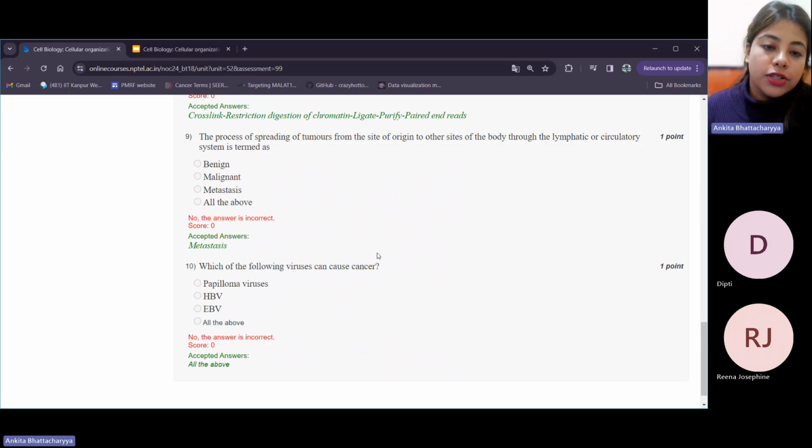And finally, in question 10, we were asked which of the following viruses can cause cancer. So there's papillomavirus, HPV, and EBV. The correct answer is all of the above. They are all oncogenic viridae or oncogenic viruses. So human papillomavirus, the hepatitis B virus, and Epstein-Barr virus, they are all oncogenic in nature. Therefore, the correct answer is including all of them.